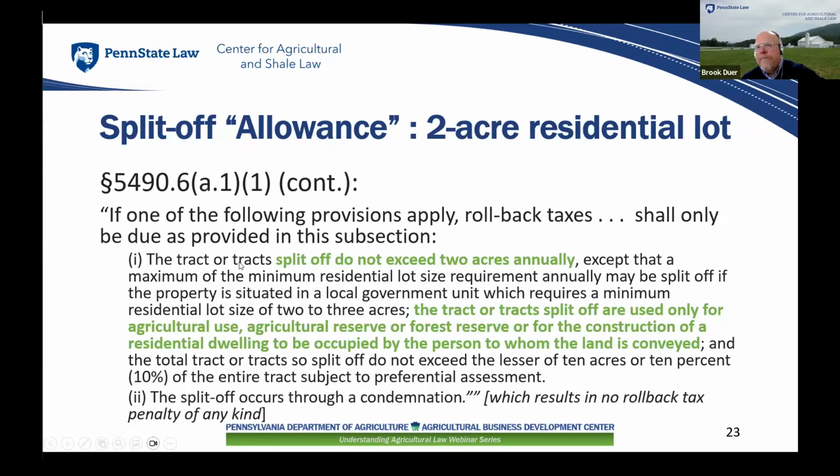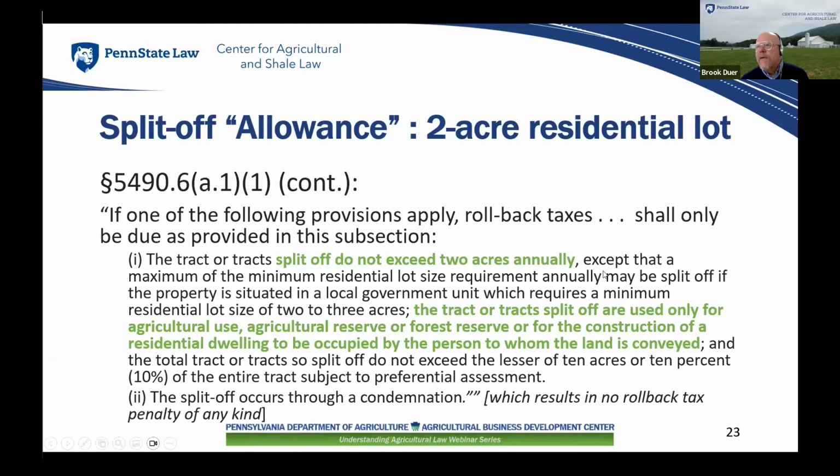But also take a look at this language. Tracts split off do not exceed 2 acres annually. And then it says, next requirement, the tract or tracts split off are used only for agricultural use, agricultural reserve, or forest reserve. Stop there for a second. Well, that sounds a lot like a separation. In other words, you're saying this land is still going to be used completely and totally consistent with the program terms. It's just going to be less than 10 acres. So we'll talk about that in a minute. That's not the 2-acre residential lot allowance. I have a different word for that one.